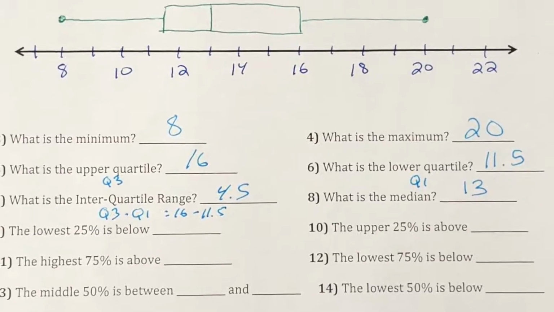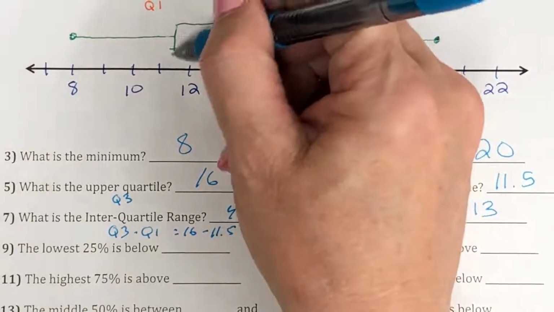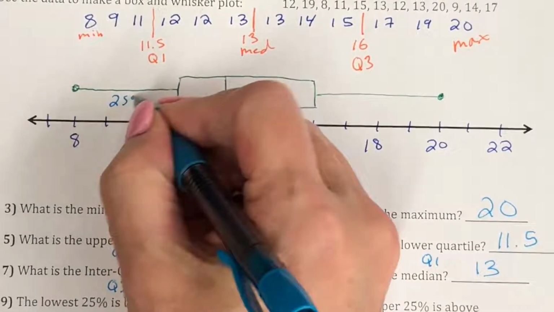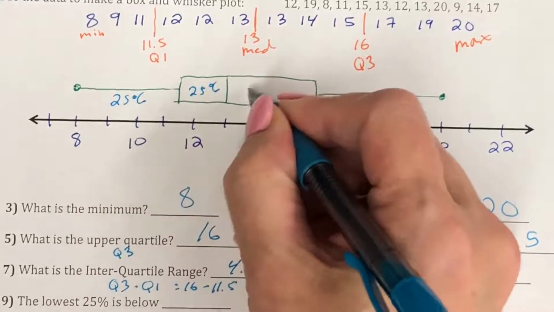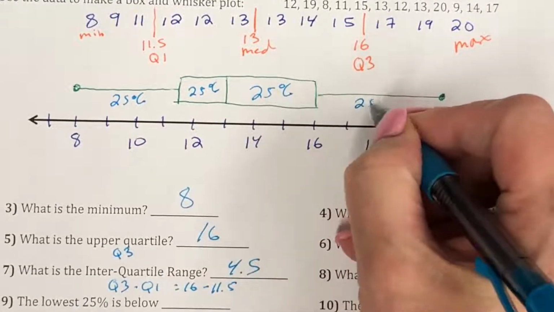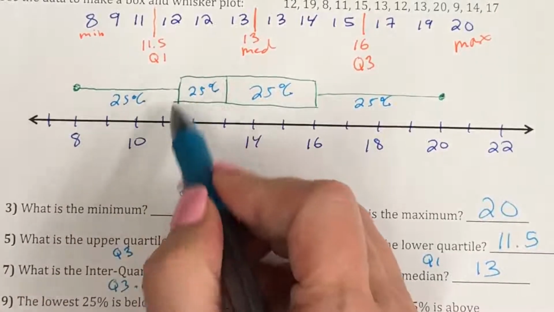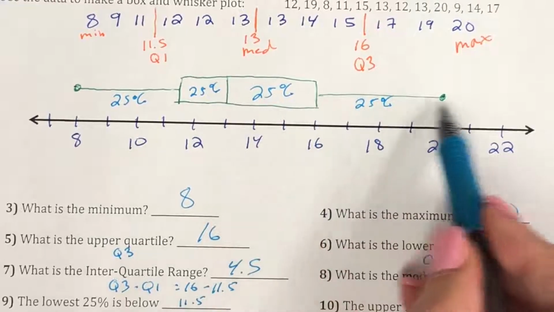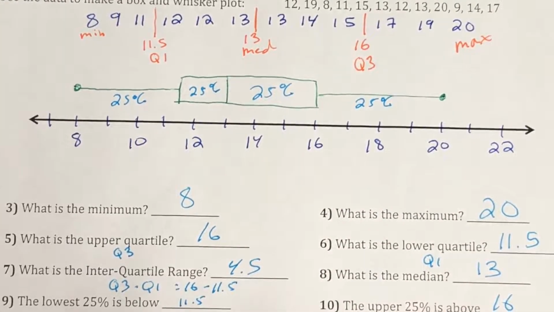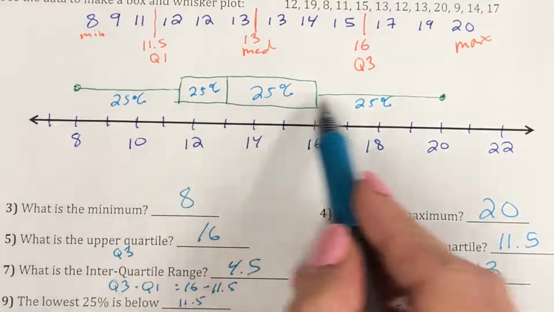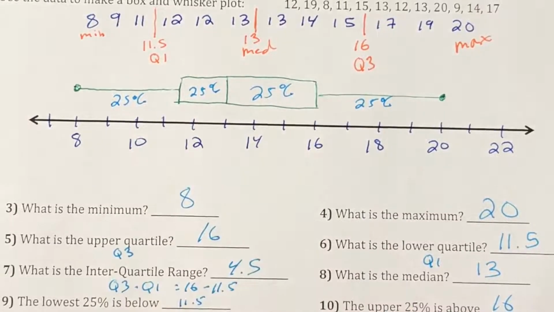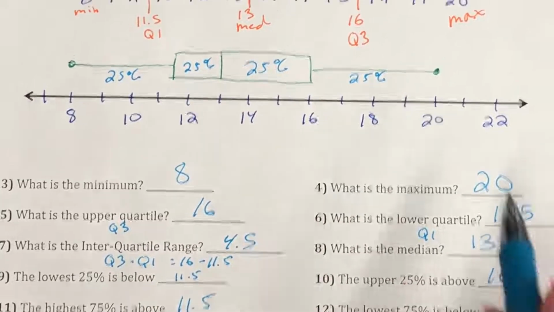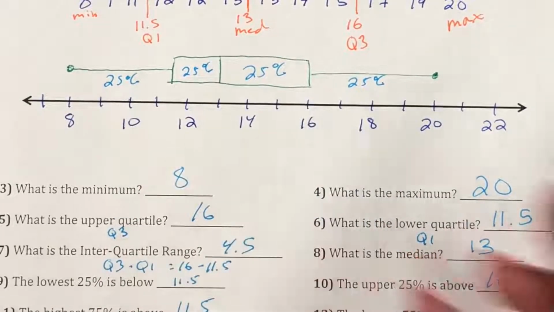The lowest 25% is below, so if I was to put percents on here, this is 25%, this is 25%. So the lowest 25% is below 11.5. The upper 25% is above 16. The highest 75% is above 11.5. And the lowest 75%, right there, is below 16.